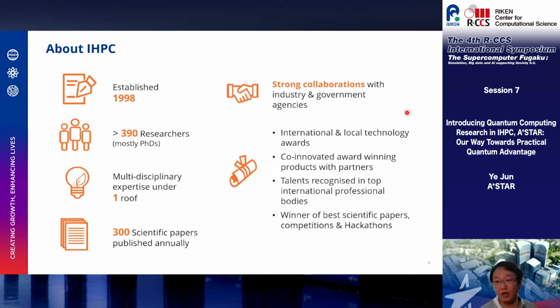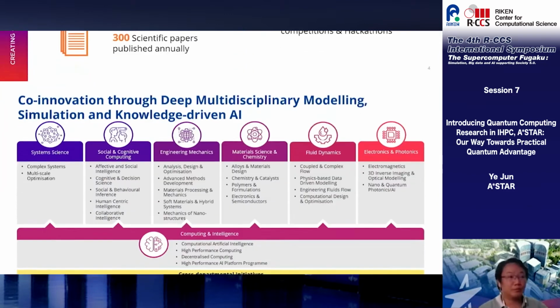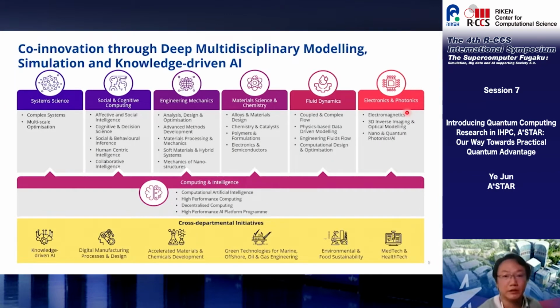In a knowledge-driven economy, we need to move up the value chain and also design and innovate products. We have lots of projects in the design of new products and services, yielding significant value for companies and public agencies. Here is the overview of the departments in IHPC. We now have 7 departments and 6 cross-departmental initiatives looking at various aspects of modeling and simulation and AI. And now we are, of course, moving into quantum as well, so maybe it will become one of the cross-departmental initiatives in the future.